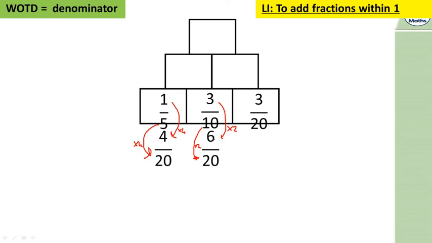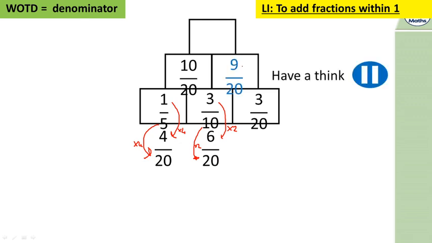Add 6 20ths for that box. It's 10 20ths. And now we've got 6 20ths in this one plus 3 20ths. Let's see what that equals. 9 20ths. And we have to add those two to get the top one. So 10 20ths add 9 20ths equals 19 20ths.